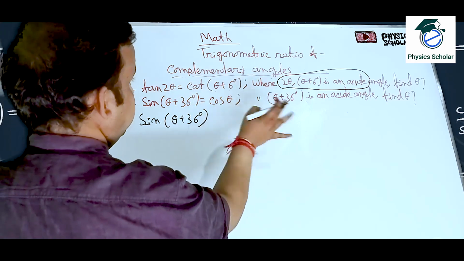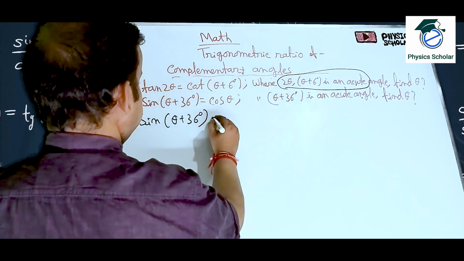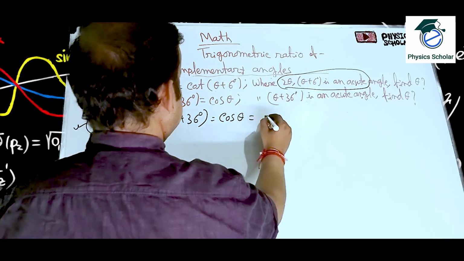So these are also lying in the first quadrant, as these are acute angles, is equal to what? Cos theta. Okay, so that means what?